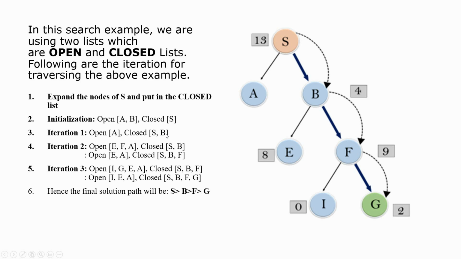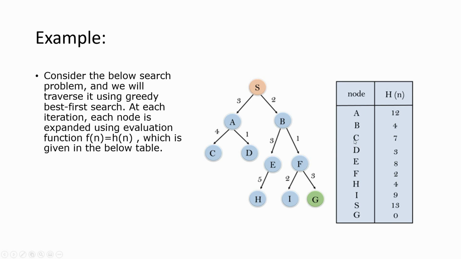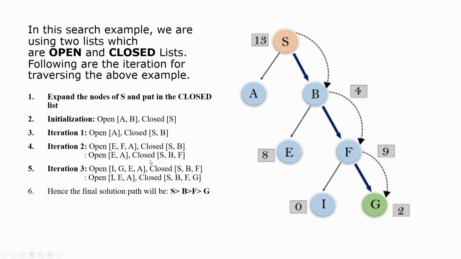Next we will choose the successors of the node that has been put into the closed list, which is B. The successors of B would be E and F. These two will be put inside the open list. So iteration 2 would be open list E, F, A and closed list S, B. Next we will choose the node with the lowest h(n). Let's refer back to the table. We have A, E, F. So F is 2, E is 8 and A is 12. So F is the lowest value of h(n). So F will be put into the closed list. So only E and A are left here.